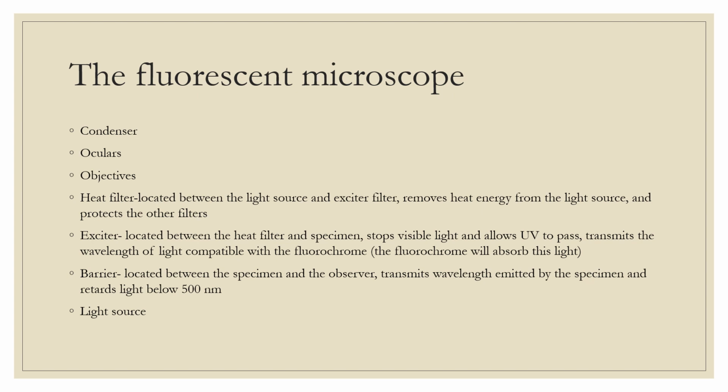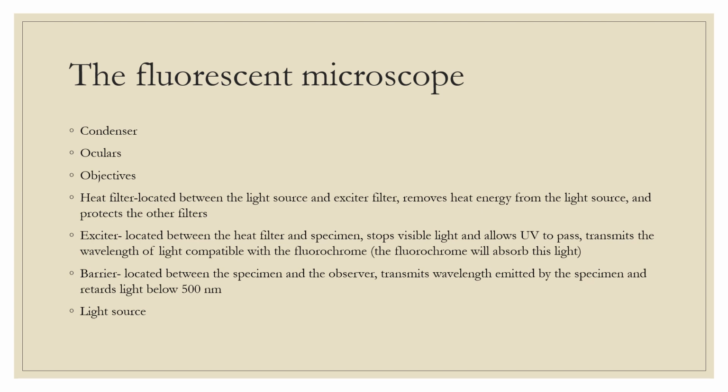The exciter is located between the heat filter and the specimen, and it stops visible light from passing through the specimen, but it allows UV light to pass and transmits the wavelength of light compatible with the fluorochrome. So the fluorochrome is actually going to absorb this light. Then in the fluorescent microscope, finally, we have the barrier. The barrier is located between the specimen and the observer, and it transmits wavelength emitted by the specimen and retards light above 500 nanometers. And then we have our light source.